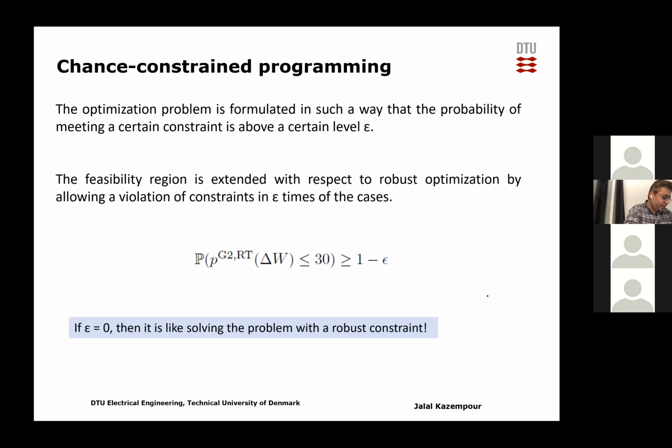Good. A specific case: if epsilon is equal to 0, it means that at any point of the probability distribution, we are enforcing the constraint. It means that the constraint we can call a robust constraint. We don't allow it to be violated. At any single point over the probability distribution of delta omega, this constraint should be held.